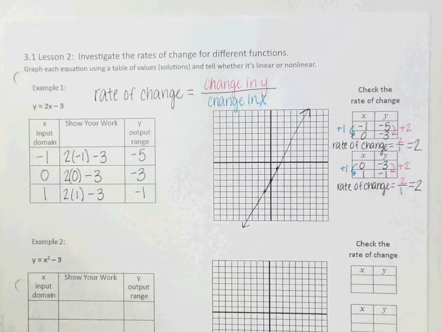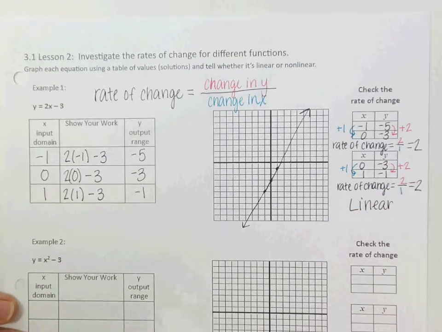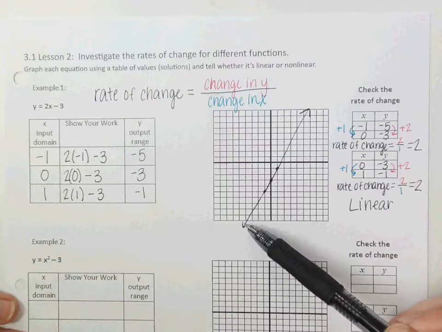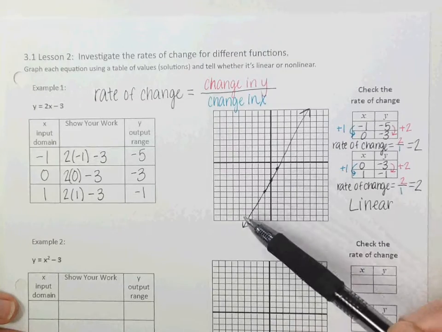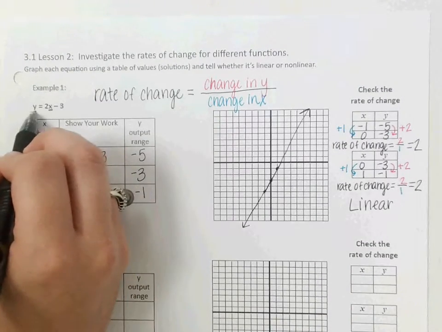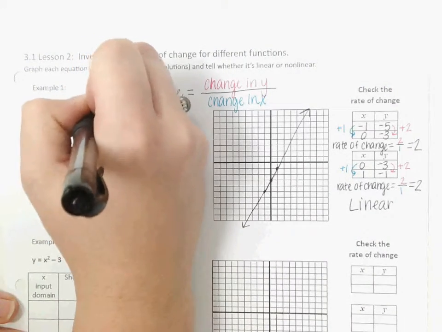Now, like we said yesterday, if we have the same rate of change, it is linear. We can also have several different ways of being able to tell. First of all, from our graph, we see that it is a line, which makes it linear. The other thing that makes it linear is when we have a regular x and a regular y, it is automatically going to be linear.